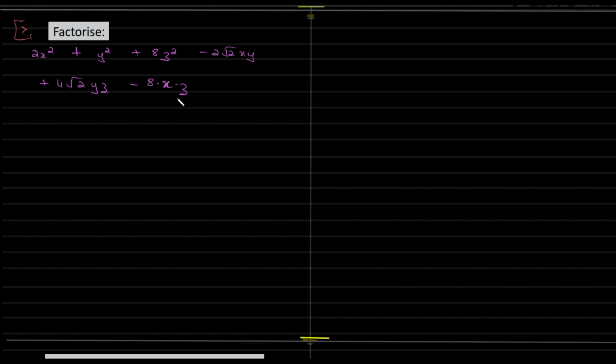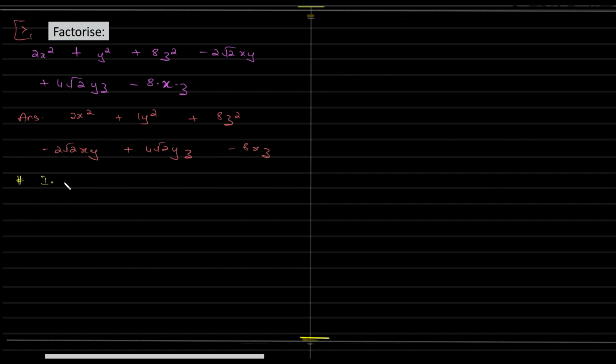Factorize this particular expression: 2x² + y² + 8z² − 2√2xy + 4√2yz − 8xz. It is weird, I'll agree. It's not an easy question, so I'm not asking you guys to pause.